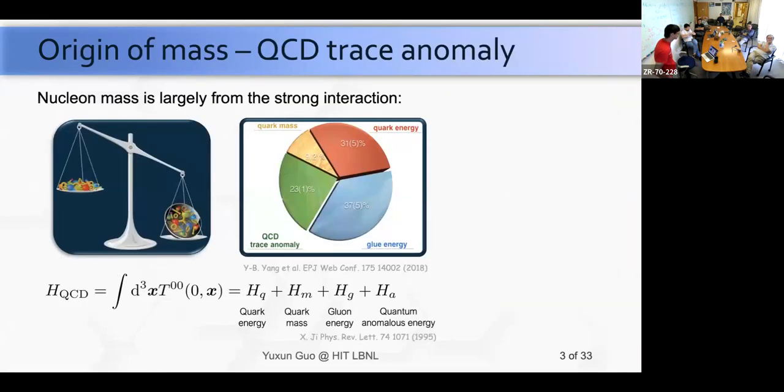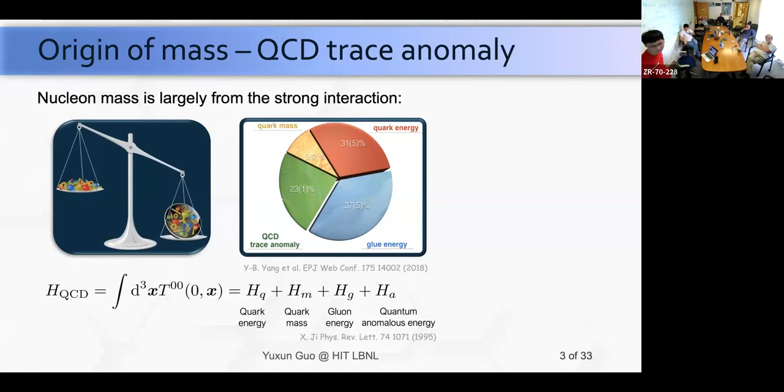So, let's start with something we all know, right? We all know that the origin of mass is highly non-trivial in quantum chromodynamics, mostly because the nucleon mass is largely from strong interactions. If you look at the mass of a proton, you'll find that the mass of the constituent particles is really small compared to the mass of a proton. That tells us many of them are actually from interactions.